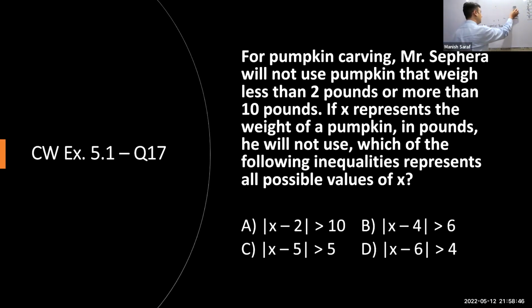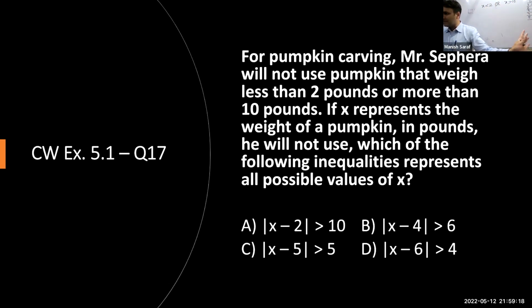So let's solve this. X is the weight of the pumpkin. Which pumpkins will he not use? Something that is less than 2 kg or something that is greater than 10 kg. So you will see it is not in between, because X is the weight of a pumpkin not in use. It is the extreme ones, less than 2 or more than 10, that he will not use.